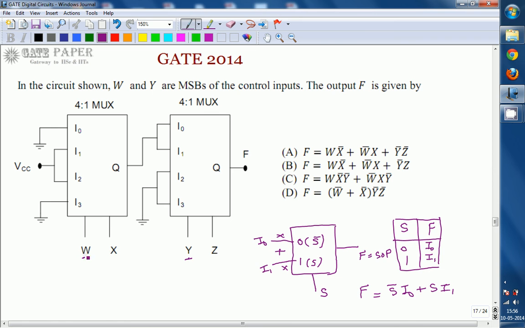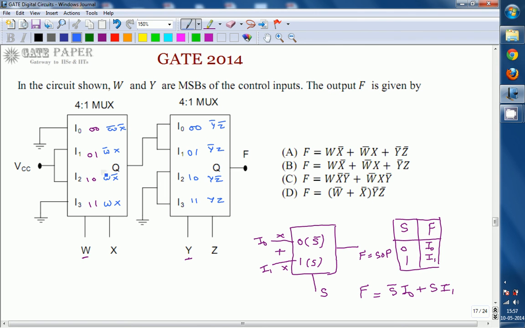For W X, there are two control signals, so there are four possible options: 0 0, 0 1, 1 0 and 1 1. 0 0 means W bar X bar, 0 1 is W bar X, 1 0 is W X bar, and 1 1 is W X. Similarly for Y Z, the combinations 0 0, 0 1, 1 0 and 1 1 are Y bar Z bar, Y bar Z, Y Z bar and Y Z. These are the corresponding minterms we have written.